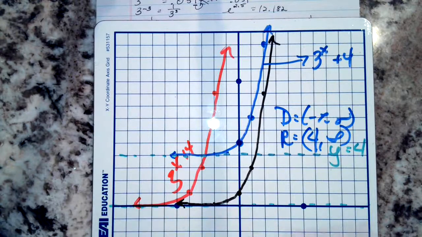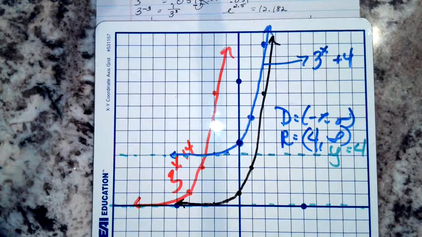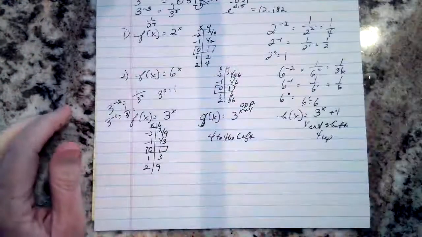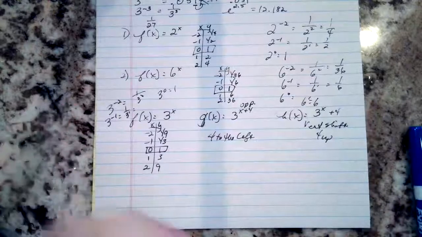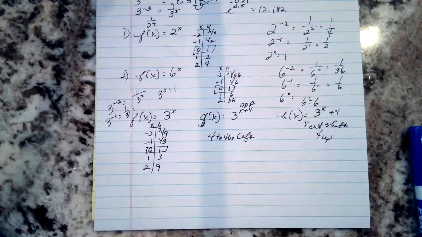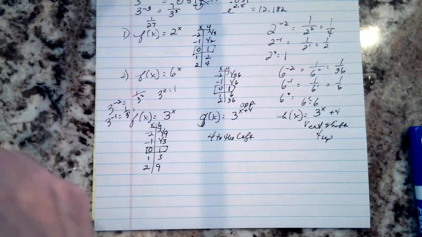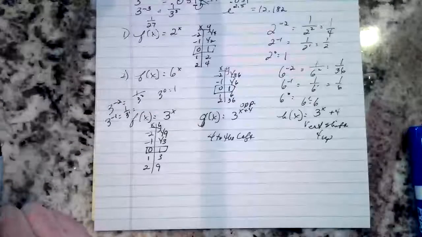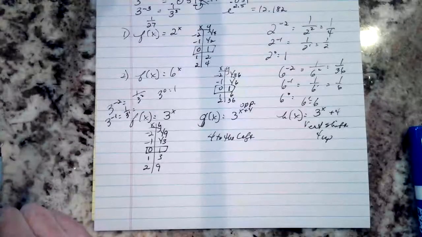Okay, so we have a new shape. We're just going to shift it around the same old way. We won't spend a lot of time on this. Okay, let's see what we're doing next. Domain and range, we did that. Okay, let's look at some other shifts.